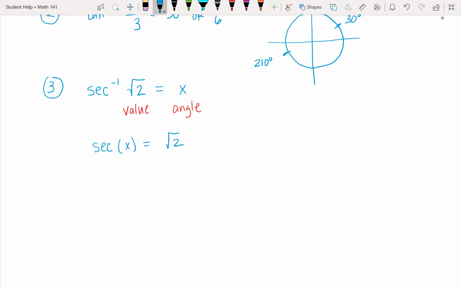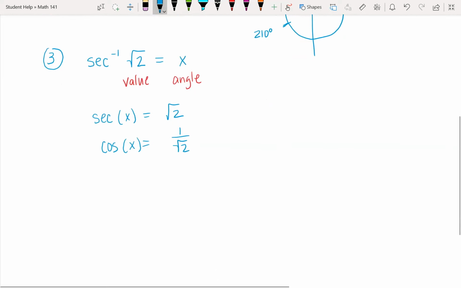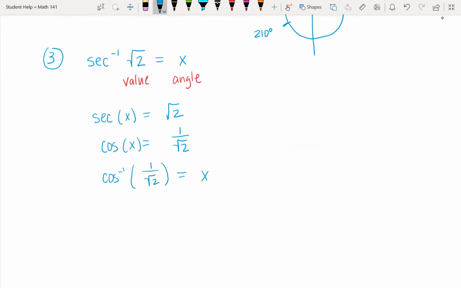Translating that into the reciprocal function, into cosine, we know that the cosine of that same angle is the reciprocal, 1/the √2. So then if we change this back into inverse functions, we will take cosine inverse of 1/√2, and the calculator should give us back the angle. So this is what we'll plug into the calculator. And the calculator is going to tell us that the answer is either 45 degrees or pi/4.